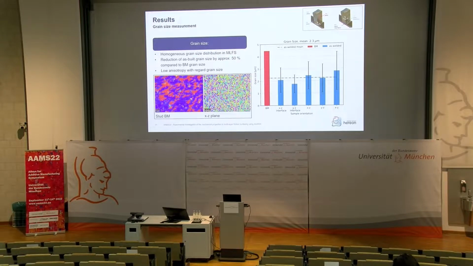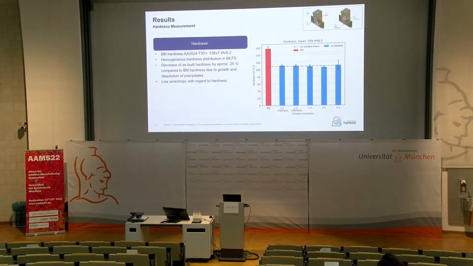In the same regions we also did afterwards, after the EBSD, hardness measurements, and here we again see that we have a very homogeneous hardness distribution in our stack. But what we also have to mention is that the hardness decreased compared to our base material, which was close to 160, then decreases down to approximately 110. And this means that we have a decrease of about 35%.